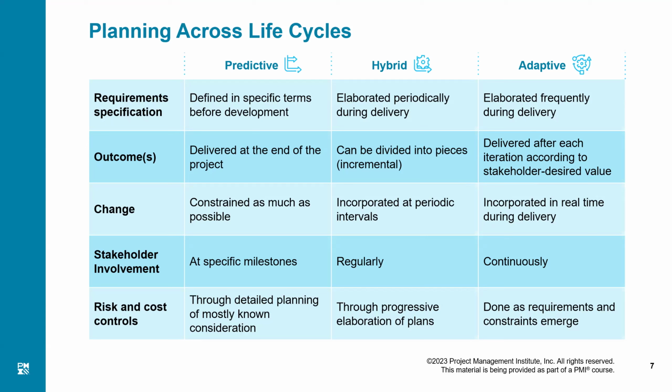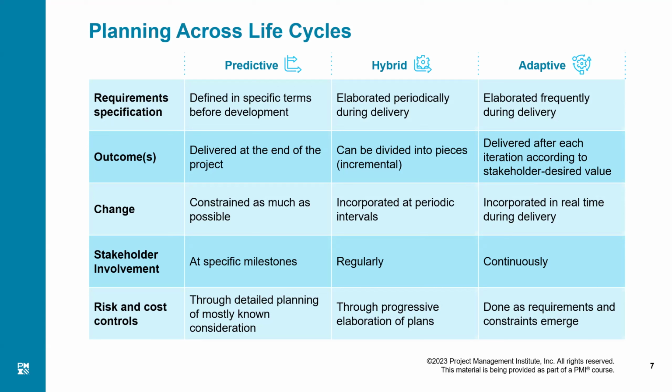As far as the outcome is concerned, in a predictive project, generally the final product is the outcome, and that comes at the end of the project. Whereas in agile, we deliver some value after every iteration. So that's why there is a concept of continuous delivery, continuous value delivery. Hybrid can enjoy both. Both we can be delivering some things incrementally.